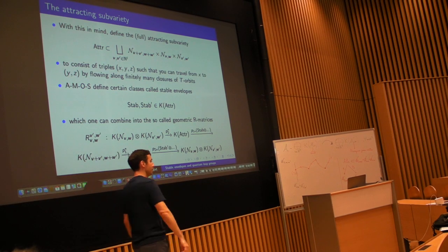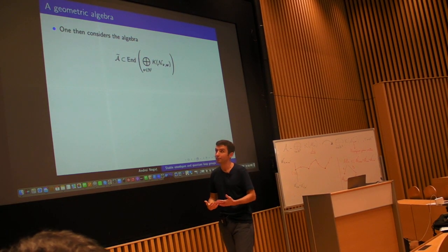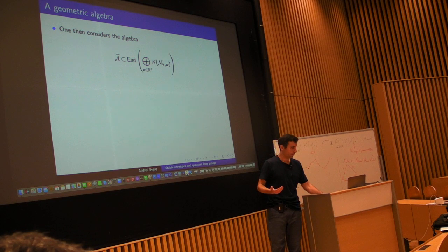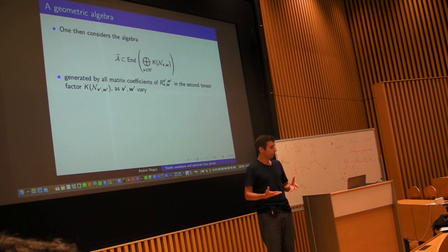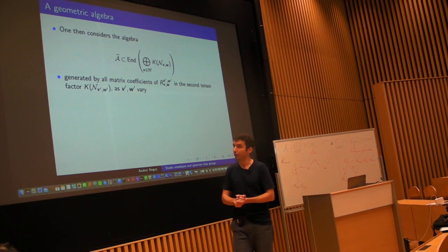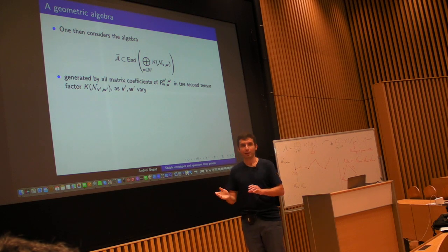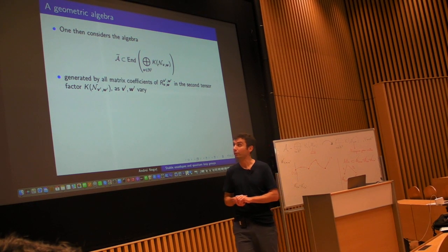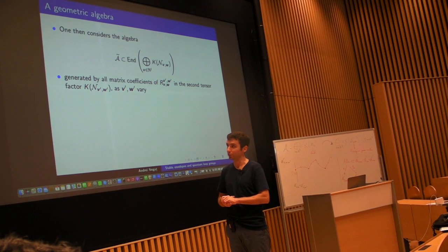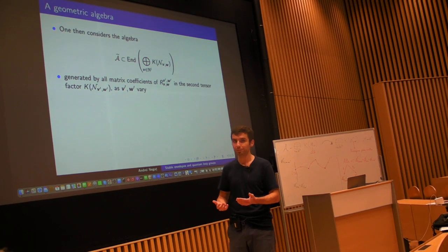And on the next slide, by taking the algebra of endomorphisms which are generated by these so-called maps, which are called matrix coefficients, you get an algebra which naturally acts on the K-theory of N(V, W). Well, technically speaking, on the direct sum of all of these K-theories over V, but I was kind of sweeping this under the rug. So this is a geometric version of the FRT construction, where from an R matrix, you construct an algebra.